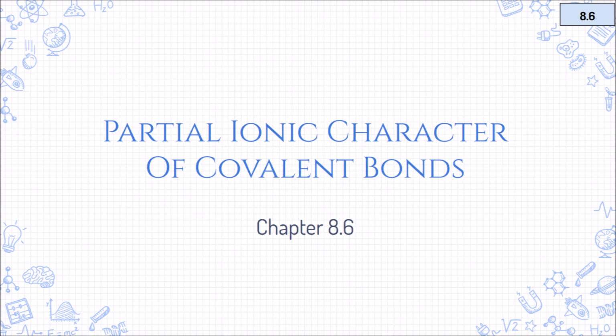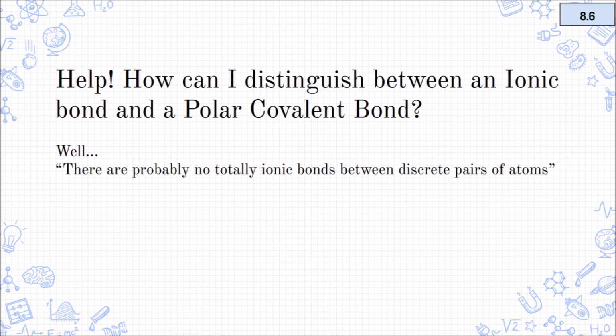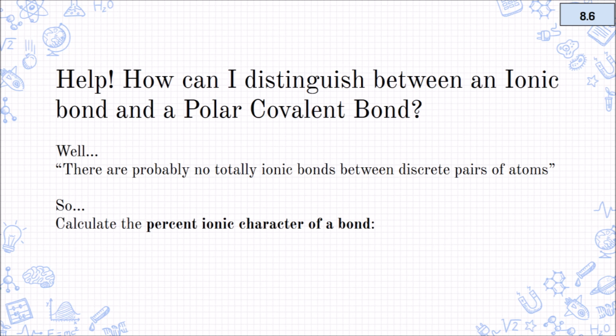Partial ionic character of covalent bonds, section 8.6. Alright, so this section is super short. It really is just, help, how can I distinguish between an ionic bond and a polar covalent bond? Great question. Unfortunately, there's probably no such thing as a totally ionic bond. Thus, in theory, all bonds are covalent to a certain extent, going back to the covalent character versus ionic character diagram from section 8.2. And so, we can calculate the percent ionic character of a bond because, after all, bonds are ionic to a certain degree also.